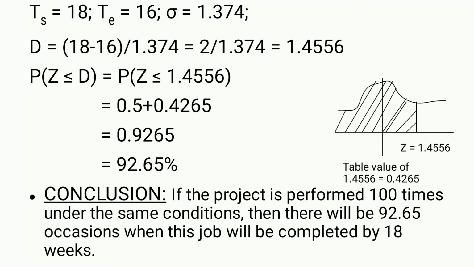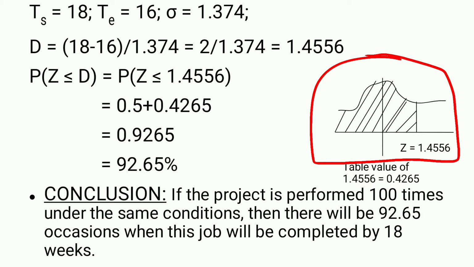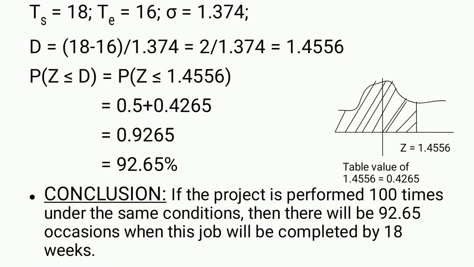Here D means TS minus TE by sigma. 18 minus 16 by 1.374, that is 2 divided by 1.374, this is the calculation. And here Z is less than or equal to 1.4556. Here we have to see this graph. Okay, how to point this line means, this is 1 point something above the 0, positive value. So I am indicating here this as 1.4556.